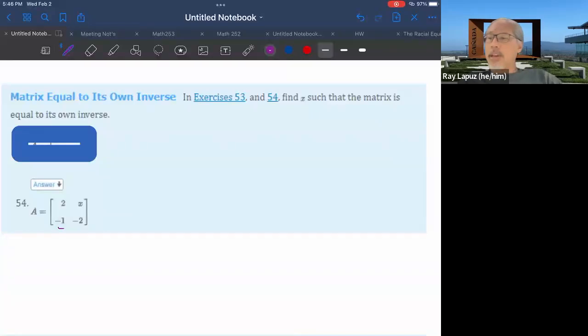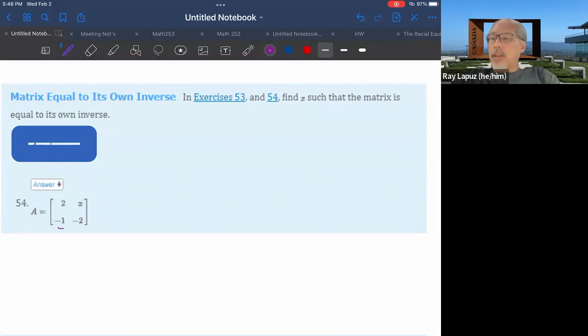Hello, we're looking at section 2.4. Make that 2.3 when we're talking about inverses. And they want us to find x so that we have the inverse is equal to itself.